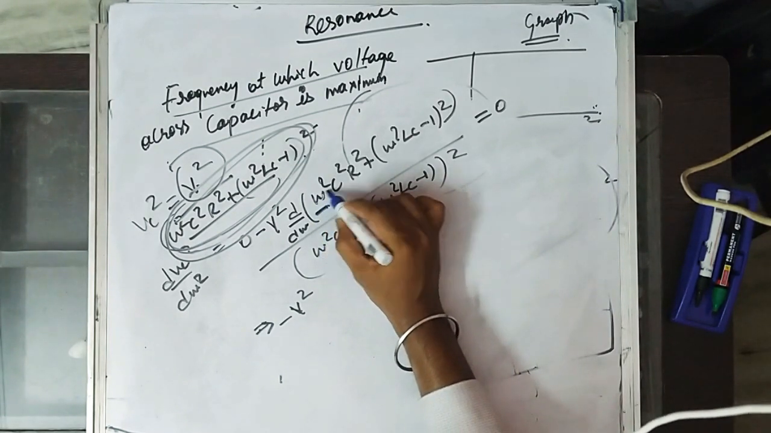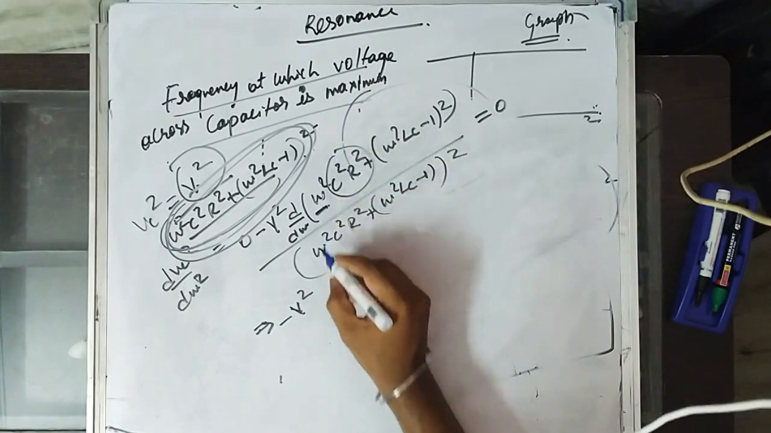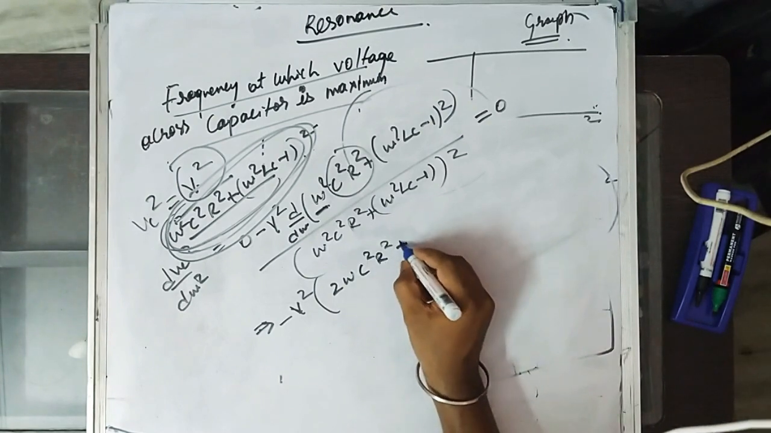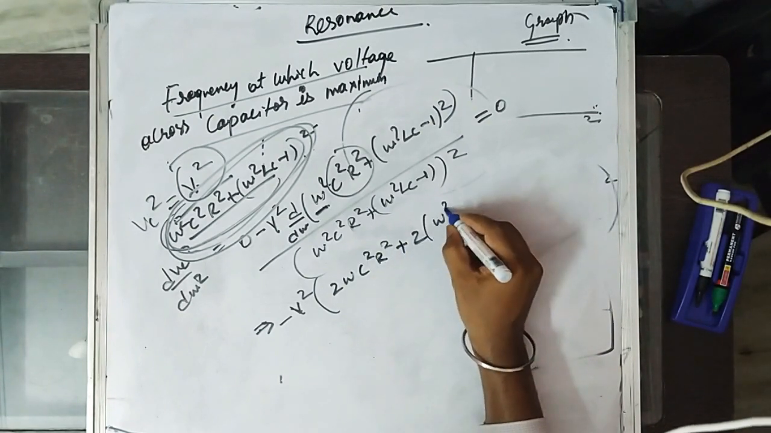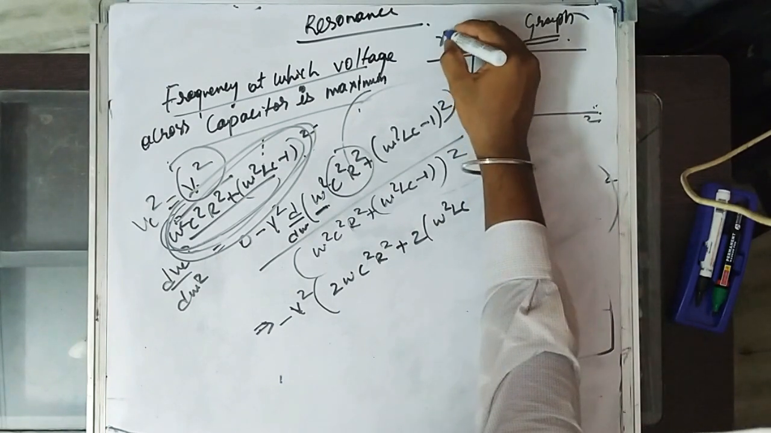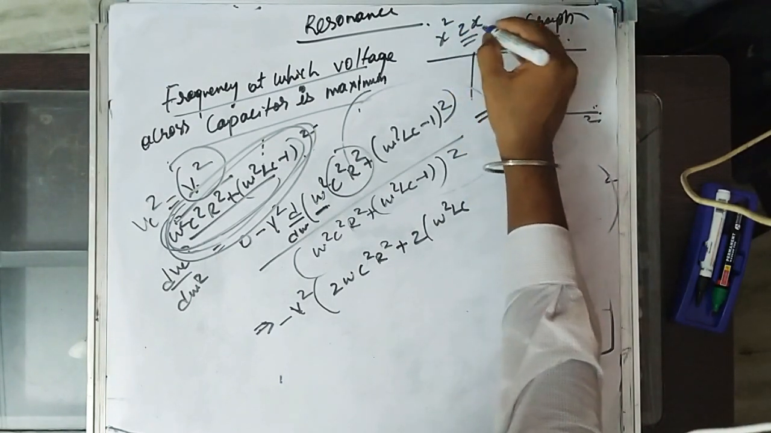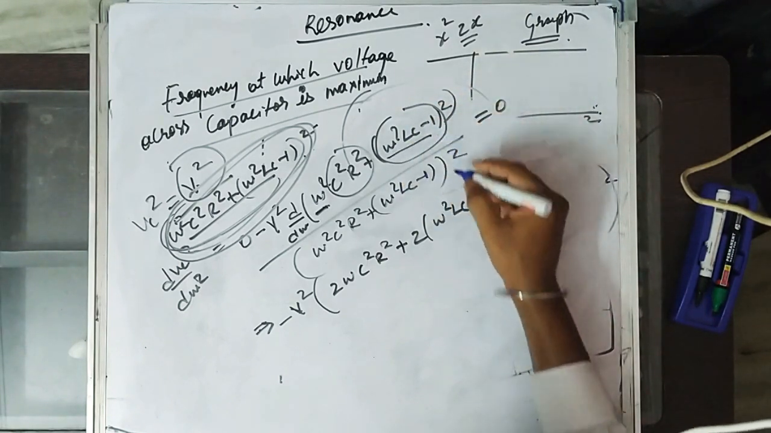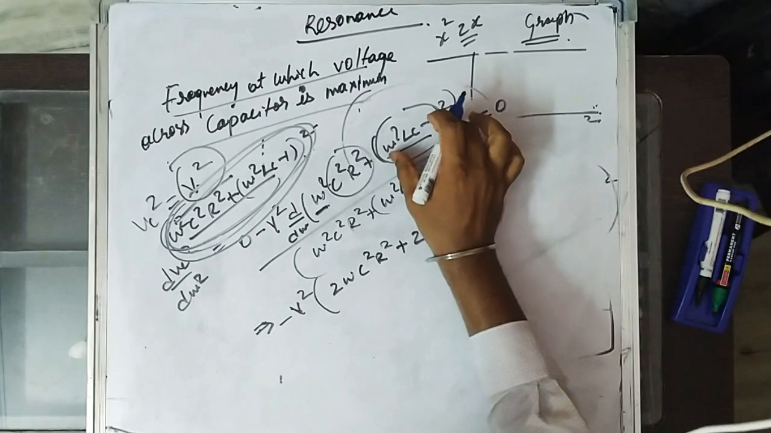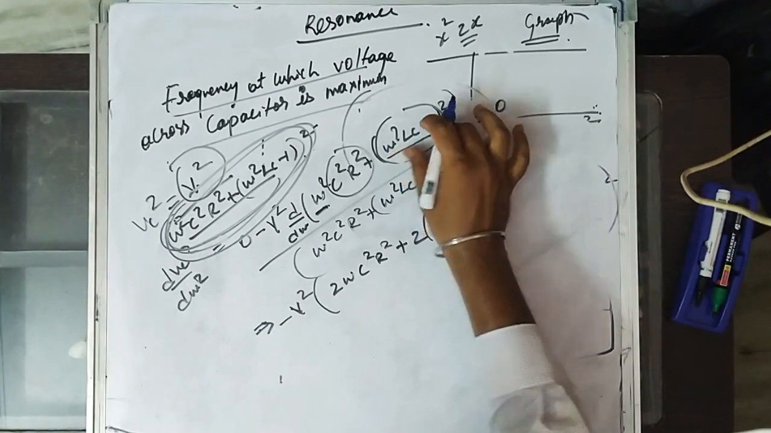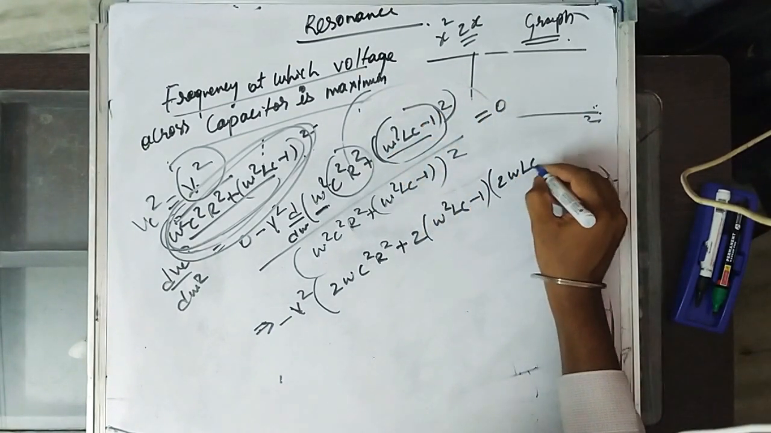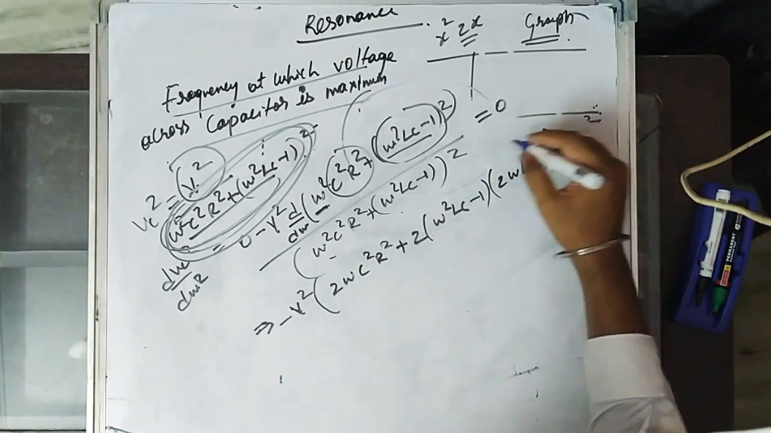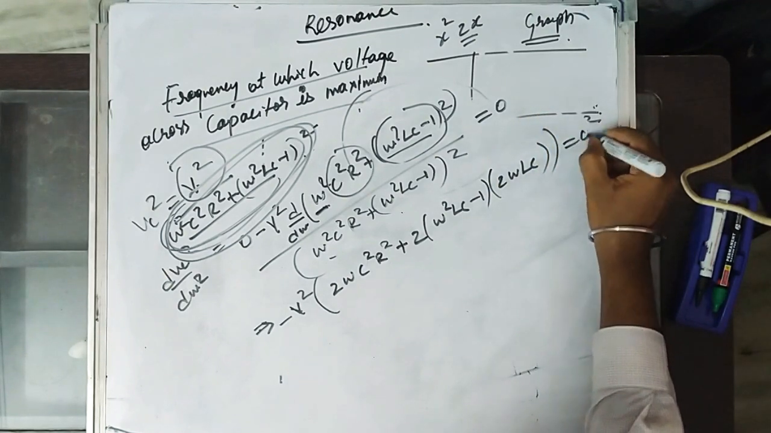with respect to omega, so x square. So this is variable and this will be constant. So 2 omega, what will become? 2 omega C square R square plus 2 of omega square LC. So differentiation of x square is what? 2x. So we take 2x into this differentiation value, and this also we will differentiate, that is 2 omega LC. This outside will go to 0, equal to 0.